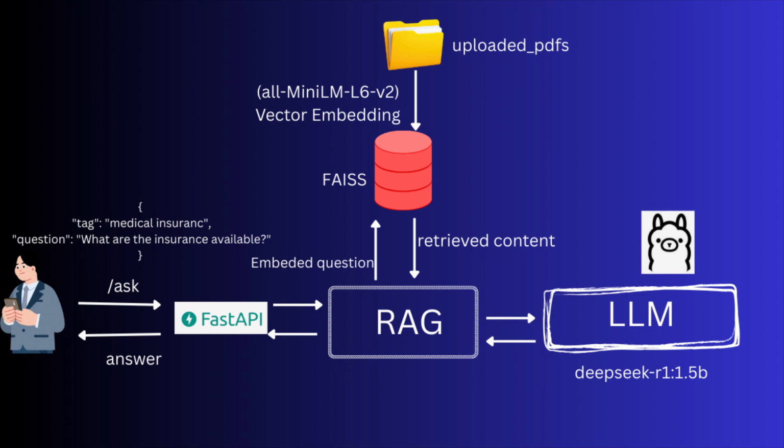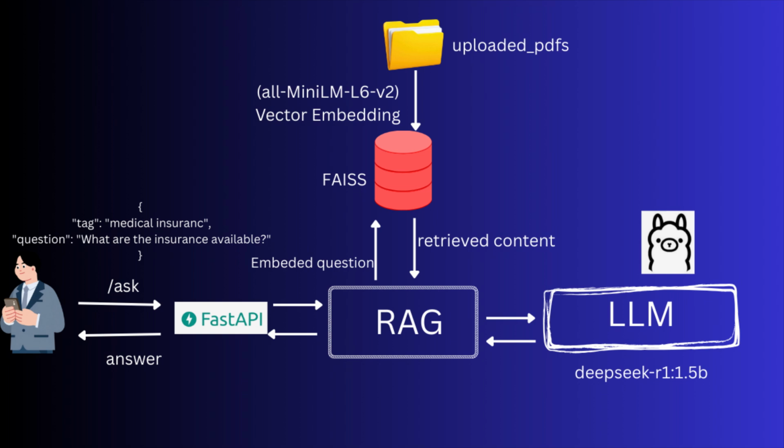When a user asks a question using the ask endpoint, it converts the user query into a vector embedding, searches in the FAISS database, and retrieves the top chunks. Then it creates a prompt using these chunks and passes it to the LLM. The LLM generates the output and returns the result. This LLM is running on the Ollama platform. So that is the workflow of this application.